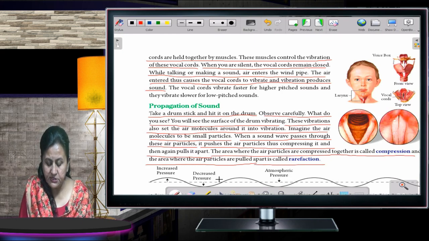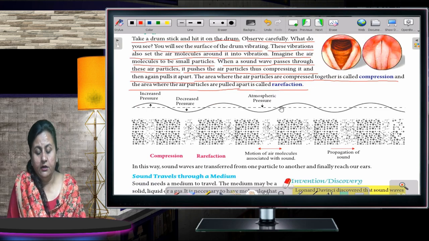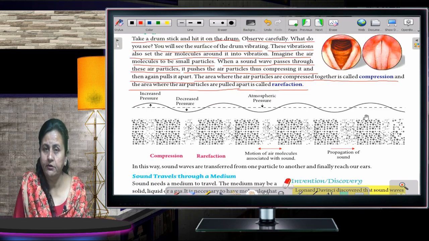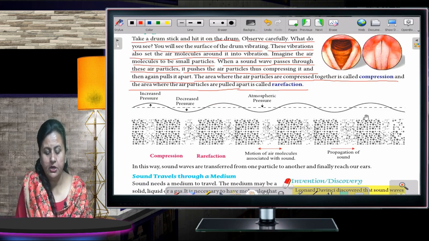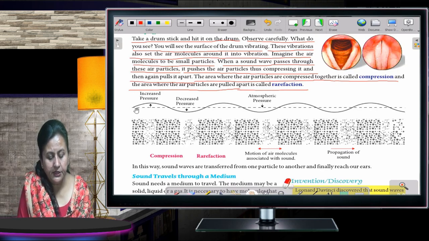You can see this in this diagram also, it has been explained here. This is a drum, and you take a drumstick and beat it on the drum. Now what will happen? The air particles which are in contact with the drum surface will also start vibrating. Here, as you can see, increased pressure, whenever the pressure is increasing, it is going up.